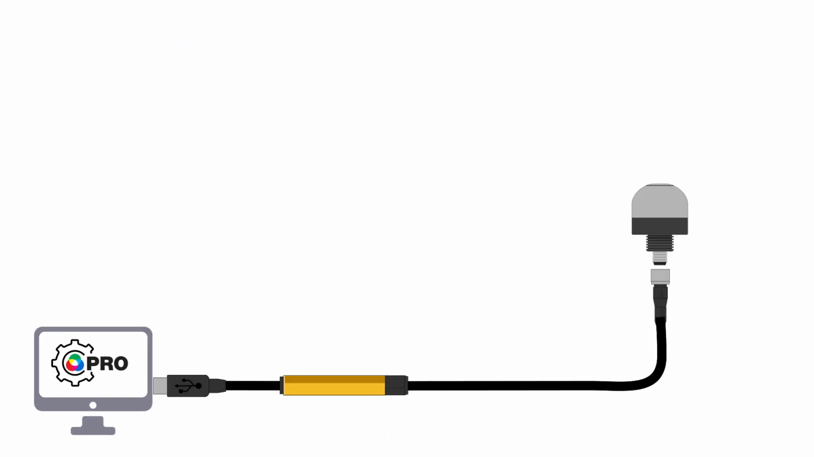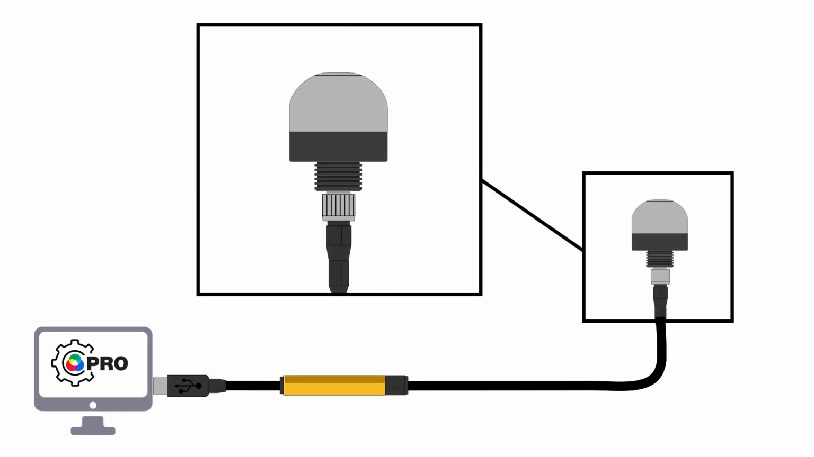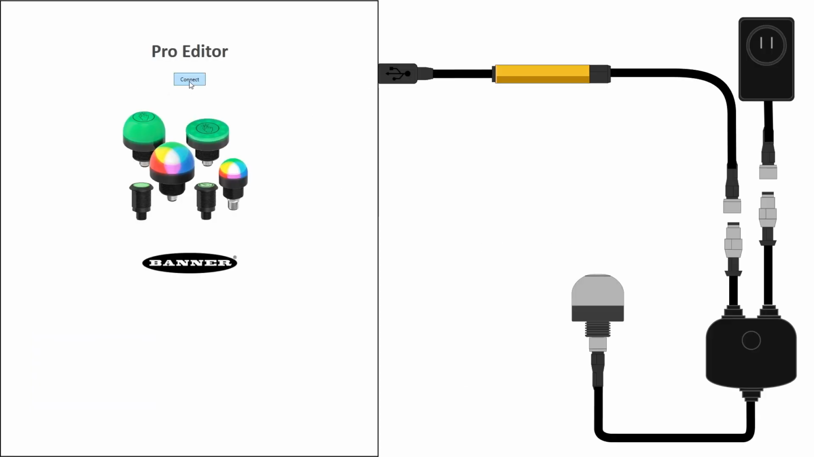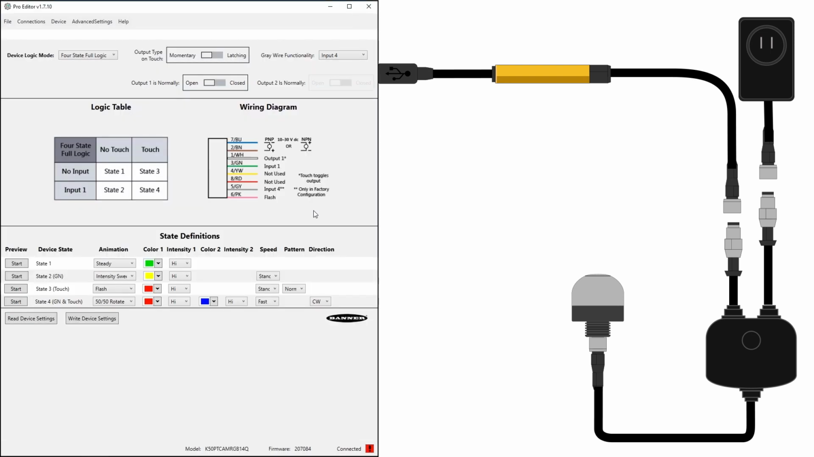bannerengineering.com/proeditor. Connection to a device is simple with the Pro Converter cable. For full functionality, additional accessories are recommended. Begin creating unique configurations by connecting to the new K50 Pro Touch button. Click Connect and choose the correct communication port. Clicking Connect again will bring you to the first device configuration screen.